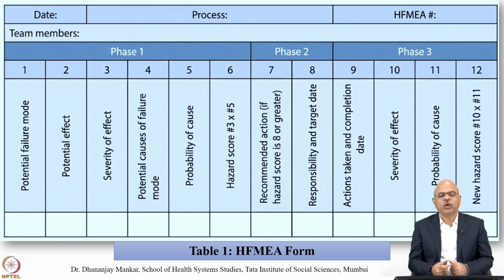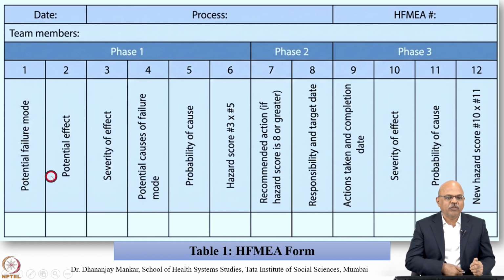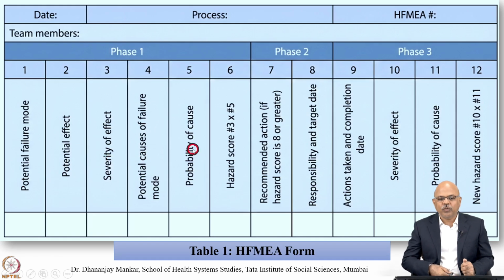In this form, the date is mentioned, and the process and HFMEA are given as the title over here. The team members' names are to be given over here, which will make it clearer who the team members are, what the project is, and what process they will be studying. The first phase is the potential failure mode, then the potential effect, severity effect, potential causes, failure mode and probability of cause.